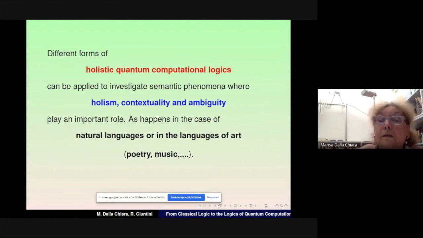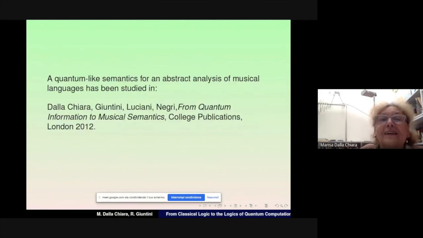As happens in the case of natural languages, as we have seen, but also in the languages of art, for instance, in the case of poetry and music. And by the way, with Roberto and with two musicians, Riccardo Luciani and Eleonora Negri, we have tried to apply this particular form of quantum semantics inspired by quantum computation to an abstract analysis of musical languages, and you can find a survey of this application in this book.